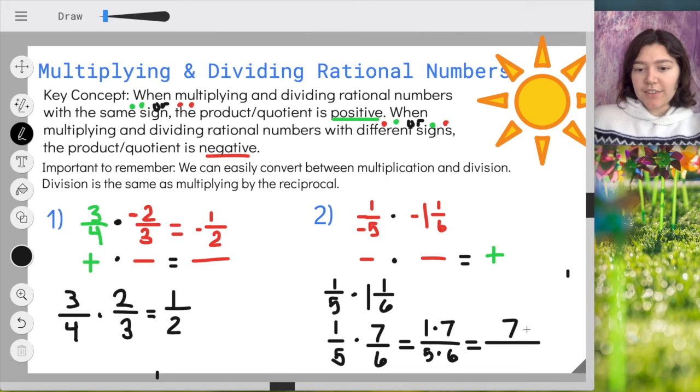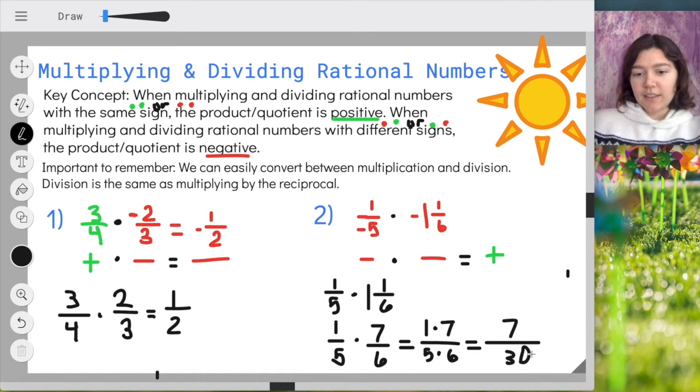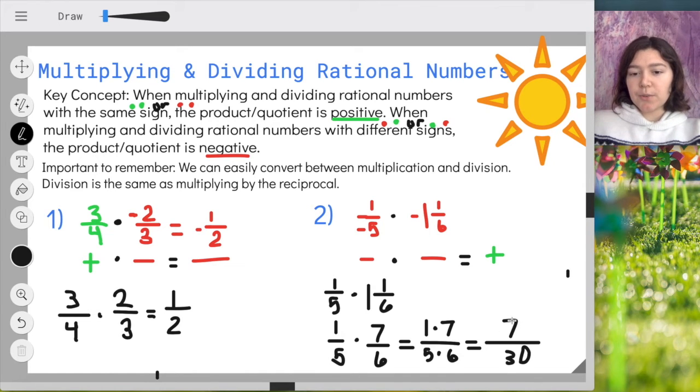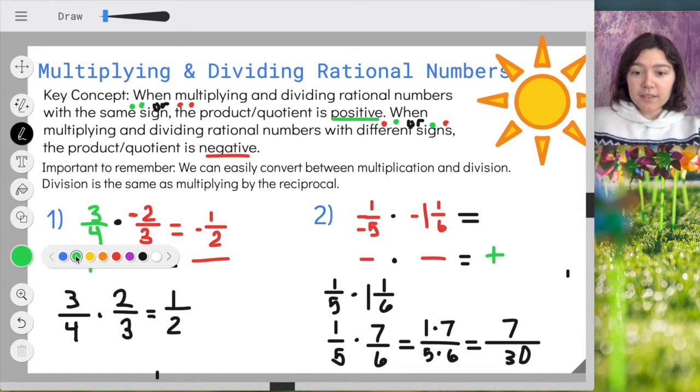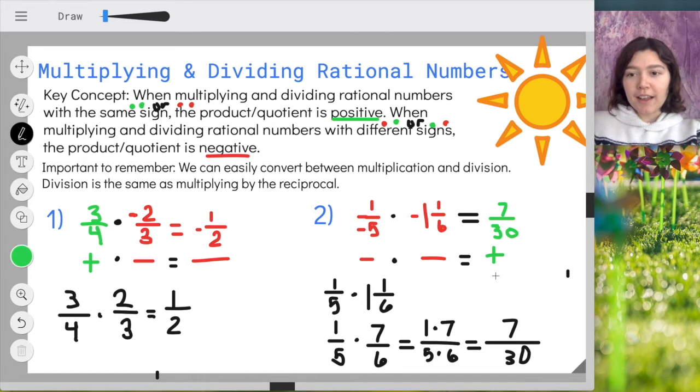Yeah, 1 times 7 is 7, and then 5 times 6 is 30. So 1/5 times 7/6 is equal to 7/30. You cannot reduce that any further. The only factors of 7 are 1 and 7, and 7 is not a factor of 30, so you can't reduce it any further. Go back to my original problem. So that then is going to be equal to positive 7/30, because like we said, when we have the same sign and we're multiplying, our product is going to be positive.